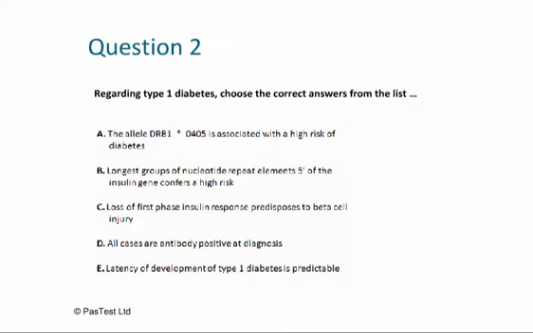Let us now examine this question regarding type 1 diabetes. Choose the correct answers from the list. The allele DRB10405 is associated with a high risk of diabetes. The longest groups of nucleotide repeat elements 5' of the insulin gene confers a high risk. Loss of first phase insulin response predisposes to beta cell injury. All cases are antibody positive at diagnosis. And the latency of development of type 1 diabetes is predictable?